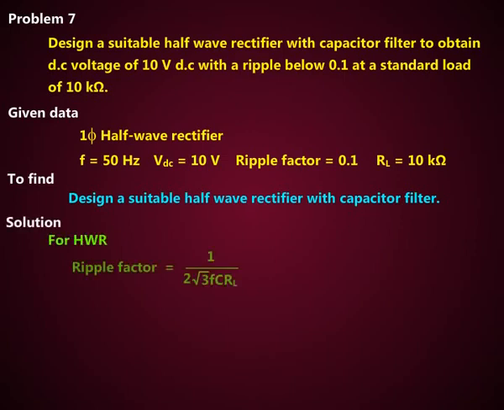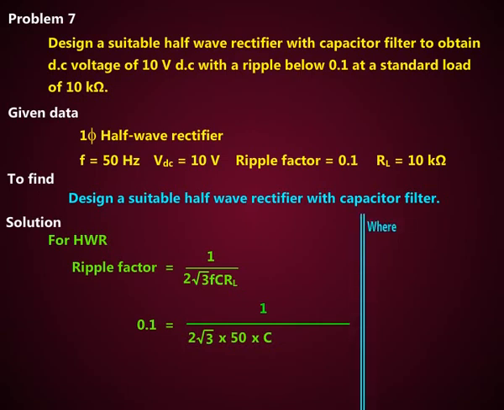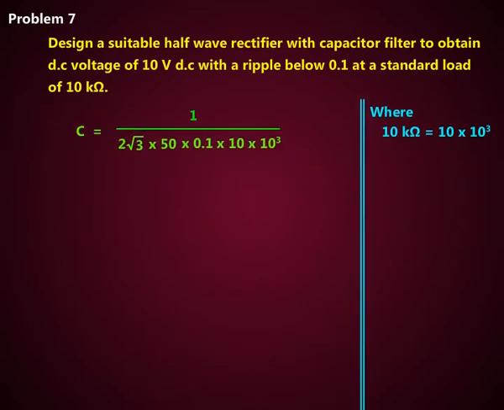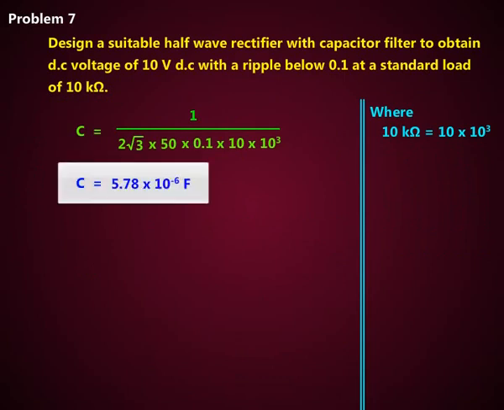Solution. For half-wave rectifier, ripple factor is equal to 1 by 2 root 3 FCRL. 0.1 is equal to 1 by 2 root 3 into 50 into C into 10 into 10 power 3. C is equal to 1 by 2 root 3 into 50 into 0.1 into 10 into 10 power 3. Therefore, C is equal to 5.78 into 10 power minus 6 farads. From this, select C is equal to 5 microfarads.